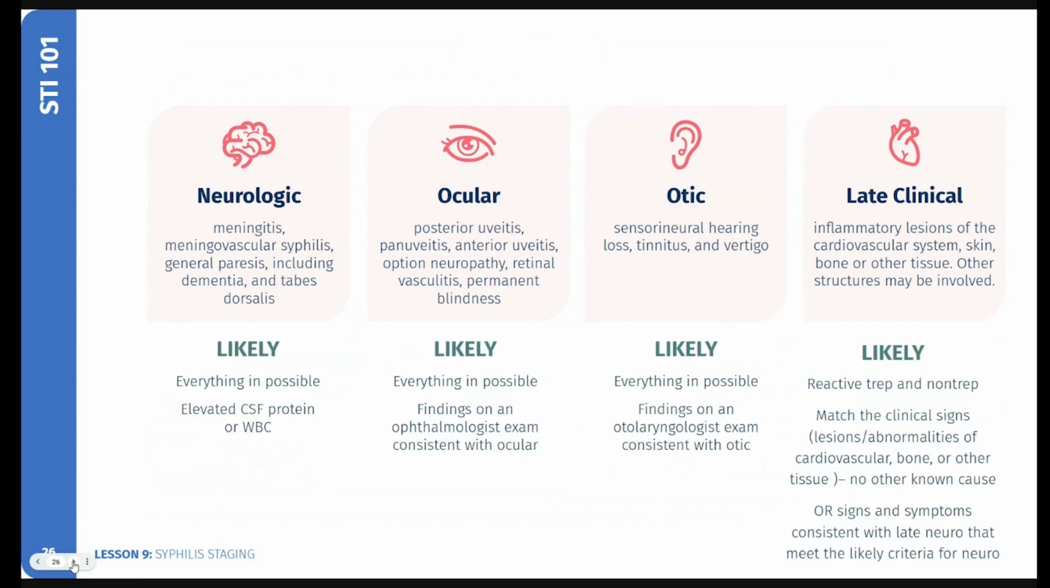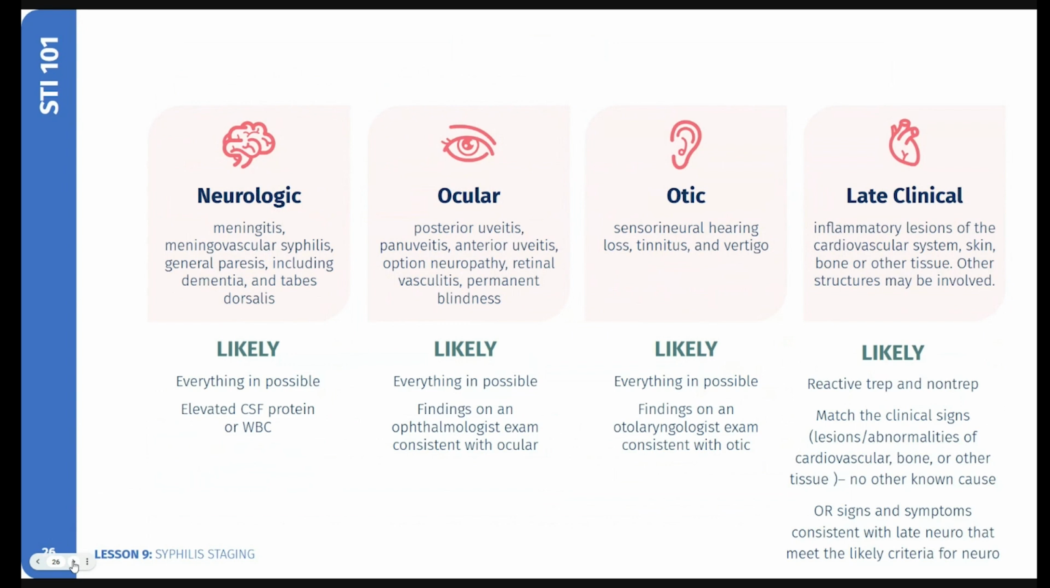To meet the likely definition for neuro-ocular-otic syphilis, there must be all of the signs consistent with the possible definition, which is a reactive treponemal or non-treponemal test, clinical signs and symptoms as listed on the slide, and no other cause for symptoms, plus additional signs. For neurosyphilis, the additional sign would be an elevated CSF protein or white blood cell count. Again, these manifestations appear 10 to 30 years after infection and are rare.